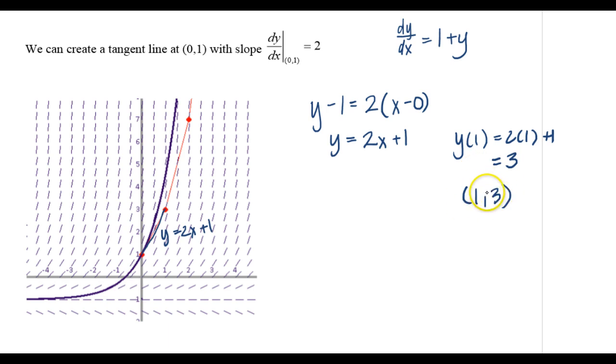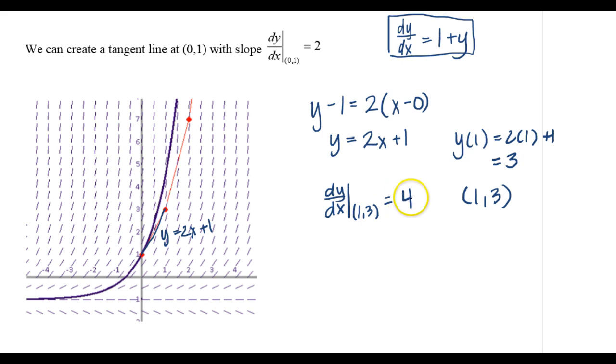So if I want to create another tangent line, I'm going to need another slope. So to find the slope, I'm going to go back to my original differential equation. But now I'm going to use this coordinate point on my first tangent line approximation. So here's my coordinate point. My slope that's going to correspond to (1, 3). So dy/dx corresponding to (1, 3) now is going to be 1 plus 3. So my slope here is going to be 4.